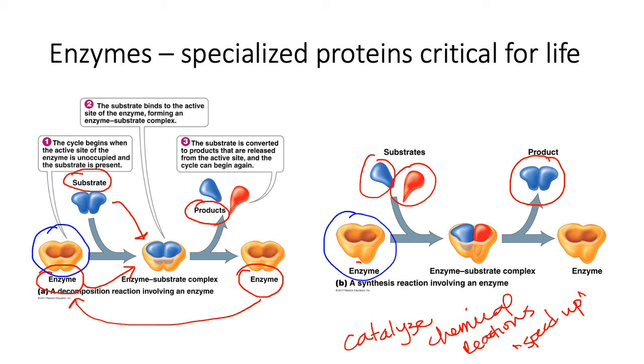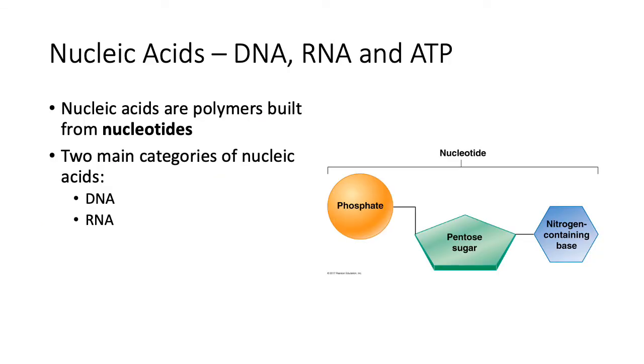All right, so we have one more class of macromolecule that we need to discuss, and those are the nucleic acids. There are three types of nucleic acids: DNA, RNA, and ATP that we are going to talk about. These are polymers, large molecules that are built from nucleotides, the building blocks of these molecules on the right. There are two main categories of nucleic acids that you need to know about, and that's DNA and RNA.